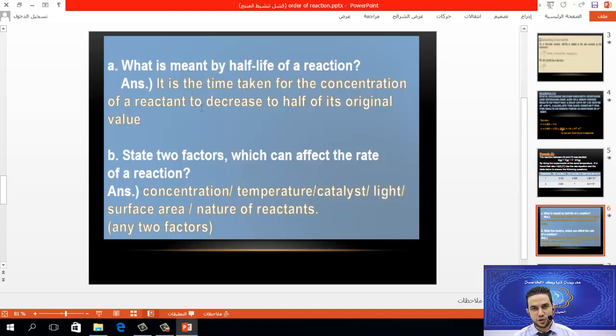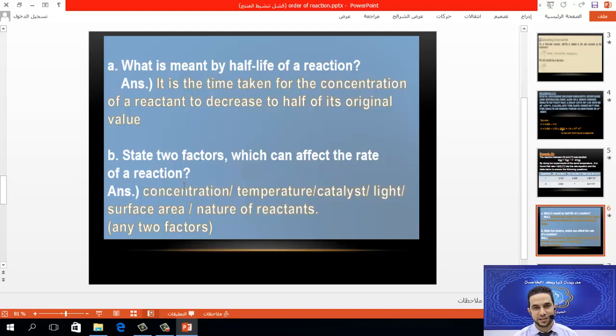So this letter A was meant by half-life of a reaction. It is the time taken for the concentration of a reactant to fall or to decrease to half of its original value. After that, another question, this from basics. We want to ask about two factors, state two factors which can affect the rate of a reaction.